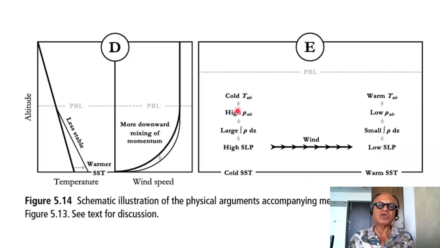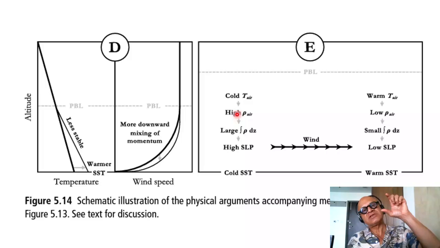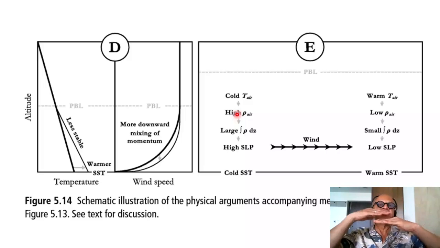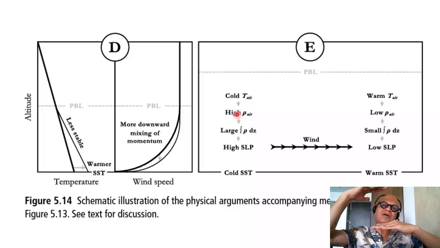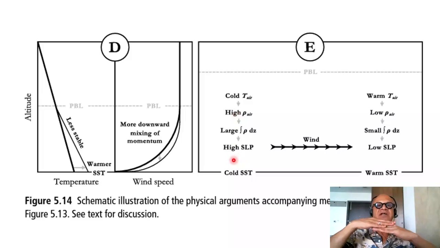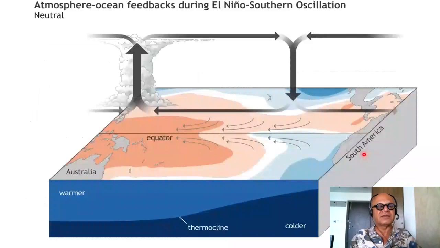This is basically talking about hydrostatic balance and how cold air has higher sea level pressure because of higher mass above it. Remember, hydrostatic balance just says that the pressure at any level is equal to the weight of the air above. So cold SST has higher weight above, warm SST has lower weight above, so you have low SLP, high SLP, and a wind that goes in that direction.